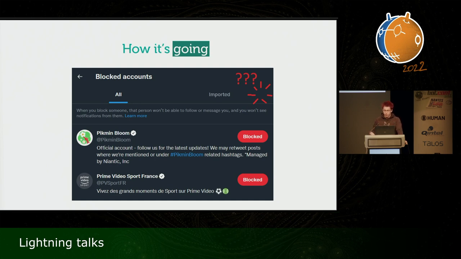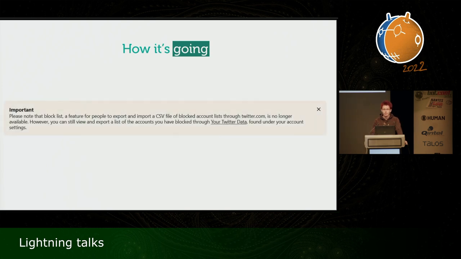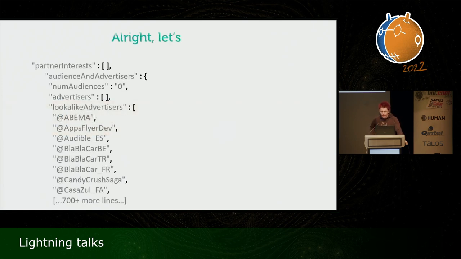So where is the feature to export block lists? Not there anymore. If you dive deep enough in the documentation, you will find that they admit they took this away, and now if you want to do the same thing, you should do a GDPR request, get your data, and you will find it somewhere else. So I was like, okay, fine, let's GDPR. It turns out that yes, you do get your block list that way. It's in a JSON format. It's kind of weird to parse, but you can do it.